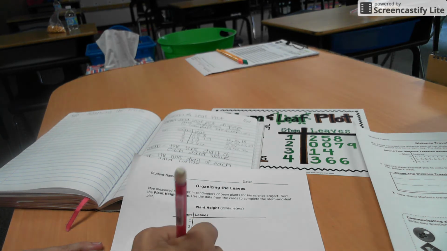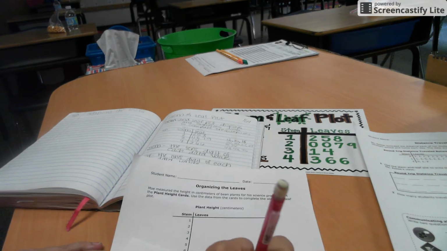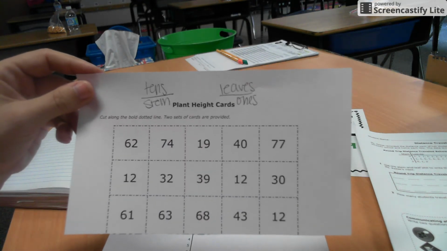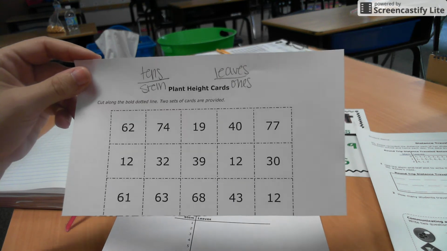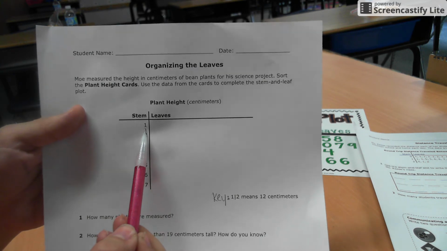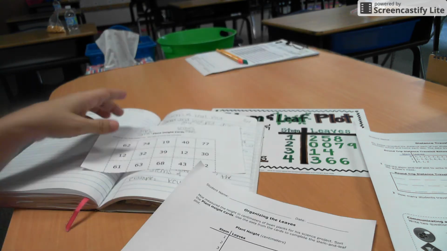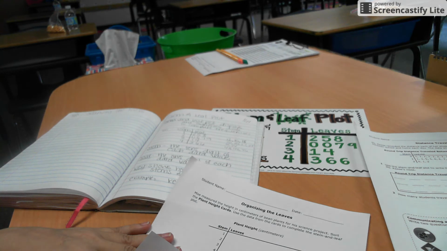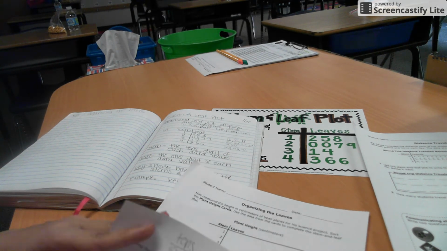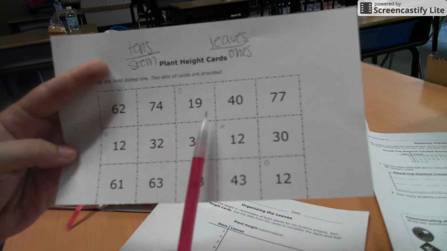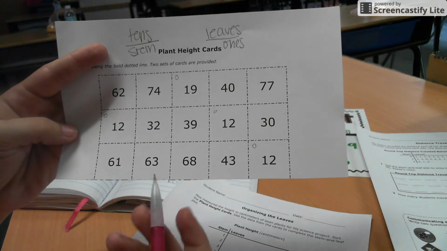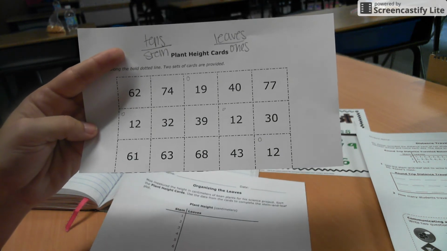Yes. So I'm just going to make a little note that my tens is my stem. My leaves is my ones. I'm just going to write that at the top because then it's going to help me sort them. So I'm going to start with my stem of 1. So I'm looking for numbers that have a 1 in the tens place. And I'm just going to put a little circle in all the ones with a 1 in the tens place. So I have 19, 12, 12, and 12.